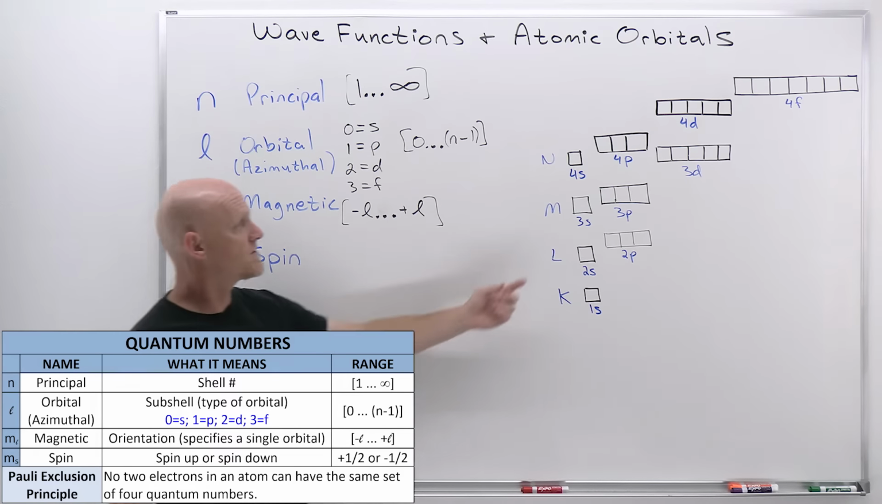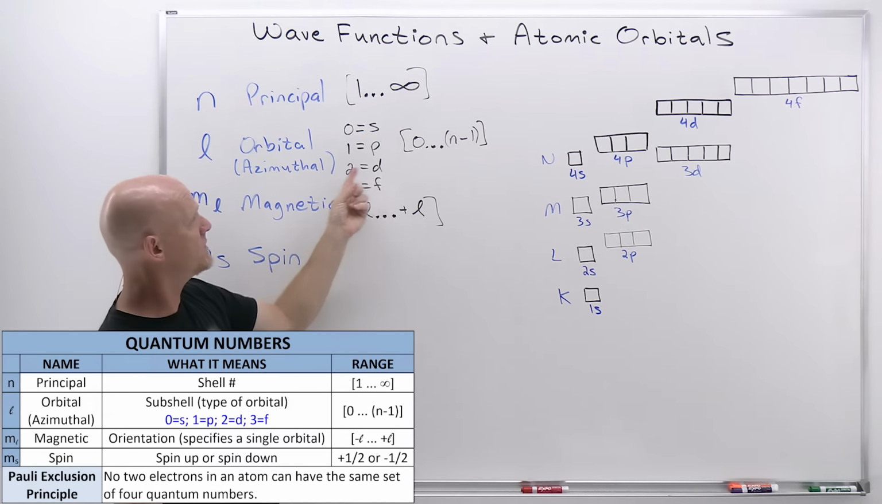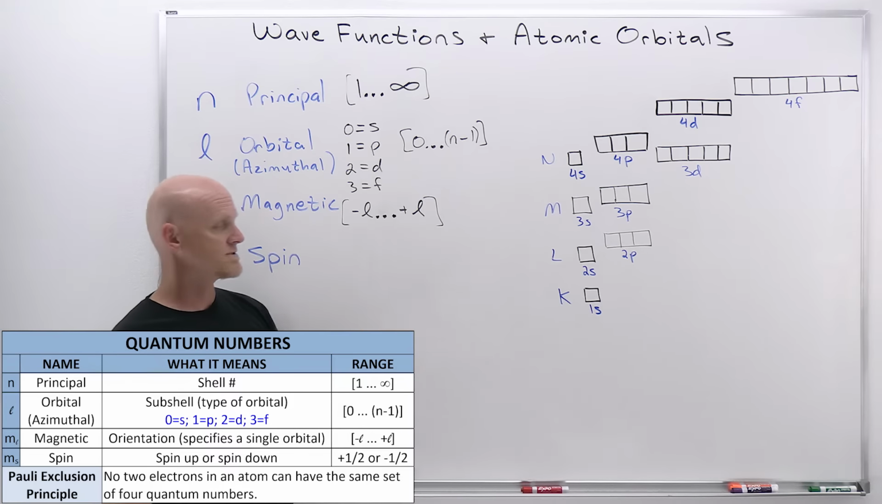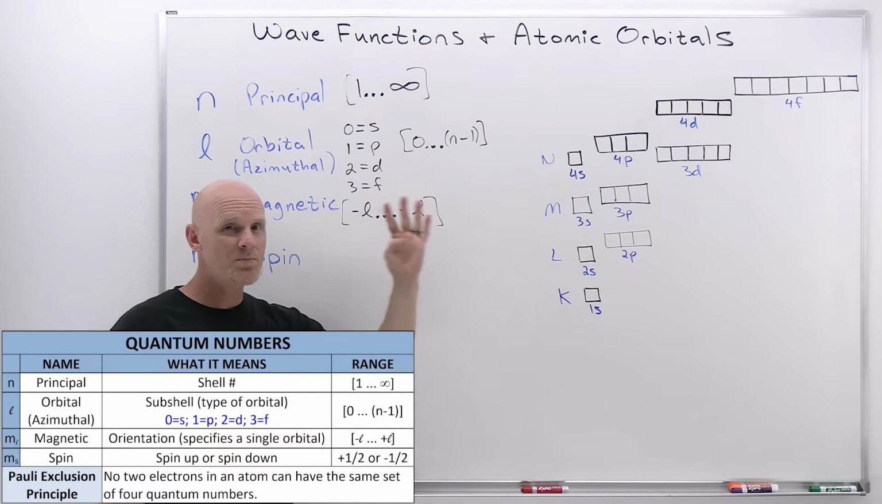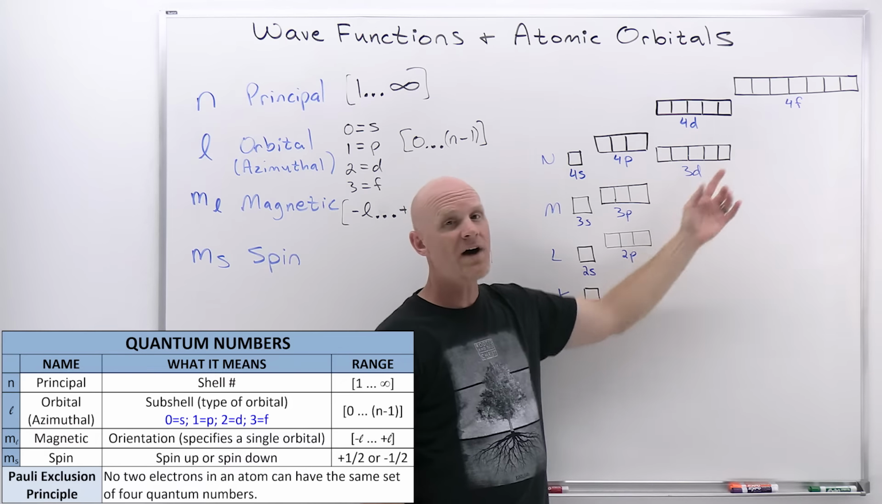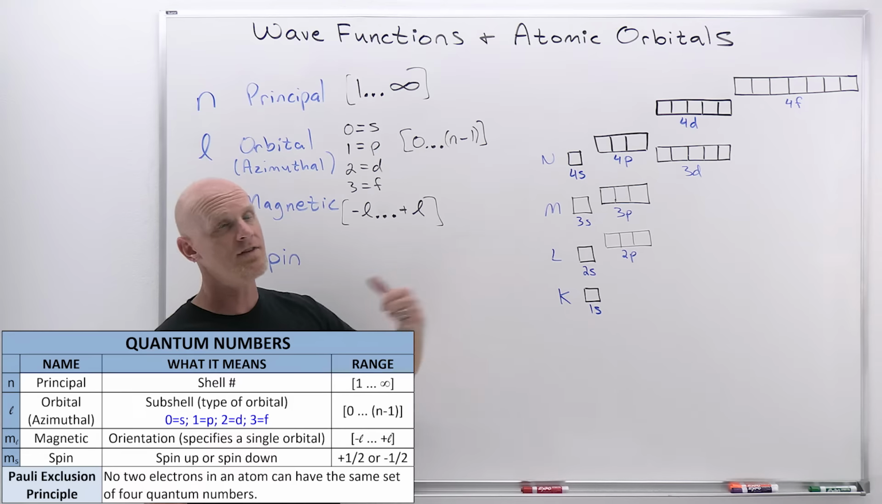All right, so go to the d's, let's say. Notice there are 5 d orbitals. Well, that's because for d, L equals 2, which means your m sub L values could be negative 2, negative 1, 0, positive 1, positive 2. 5 different values reflecting 5 different solutions to the Schroedinger equation, 5 different wave functions in that 3D subshell.